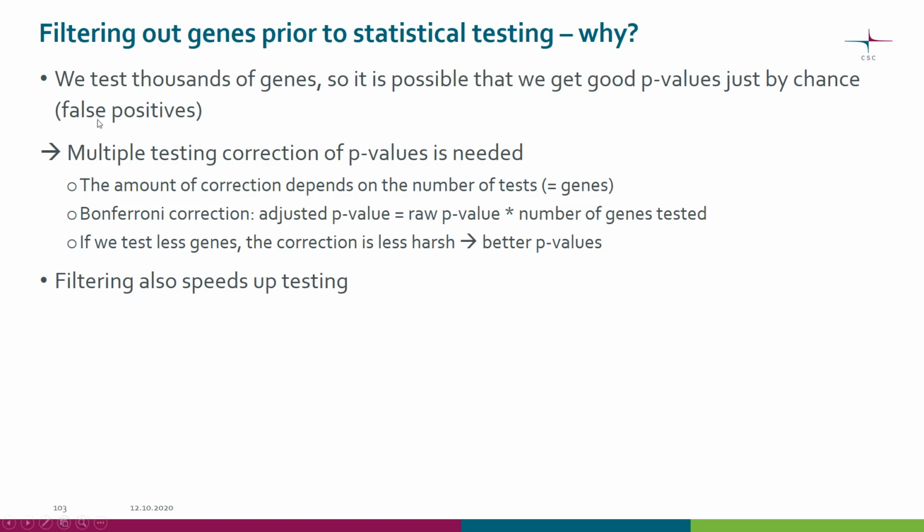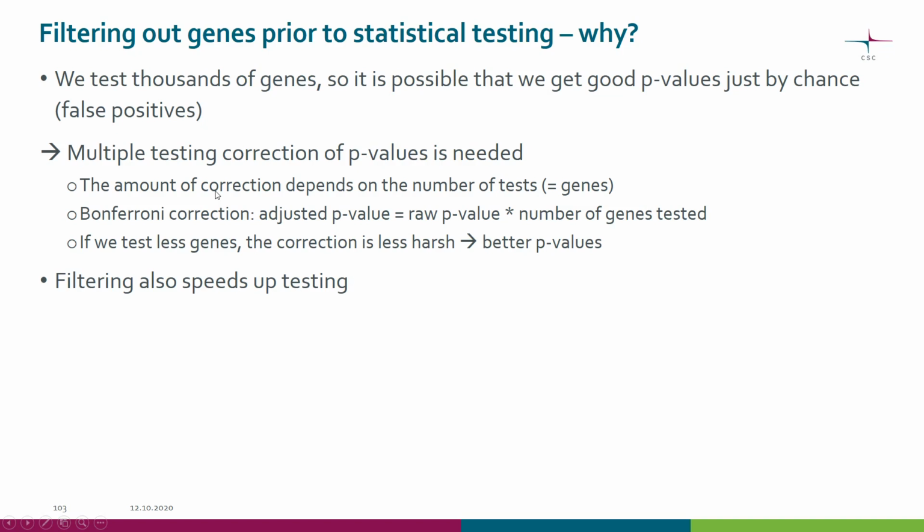And for this, people have developed methods to correct for this. So this is called multiple testing correction, which you might be familiar with from other contexts, such as microarrays or bulk RNA-seq. And so the basic idea is that we multiply the p-value by a number that is relative to the number of tests we run. In other words, the number of genes we have in our dataset.